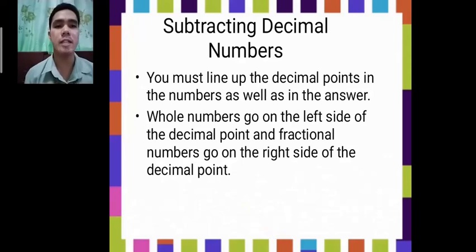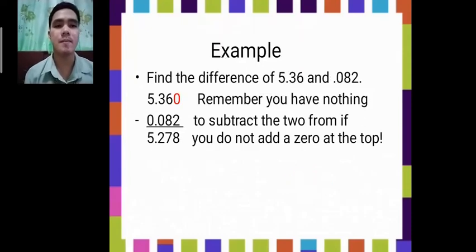Okay, now let's proceed to subtraction. So, subtracting decimal numbers. The same as addition, you must line up the decimal points in the numbers as well as in the answer. So again, whole numbers go on the left side of the decimal point, and fractional numbers go on the right side of the decimal point. Okay, let's have this example.